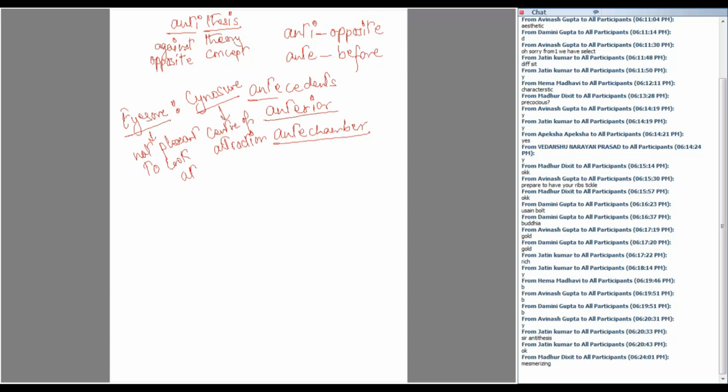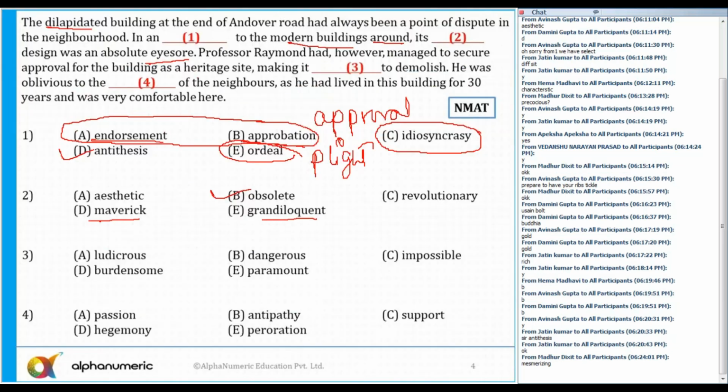Okay. So where were we? We were at number 2. Number 2 answer should be obsolete. Maverick, I told you. Who's a maverick? Maverick is a person who does the same thing but in a different way. Such a person is called maverick. People who do things differently, they are called maverick.